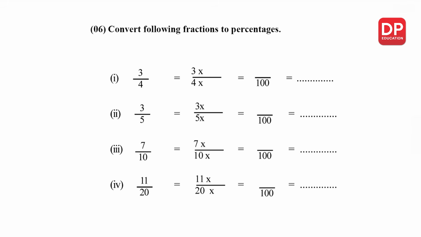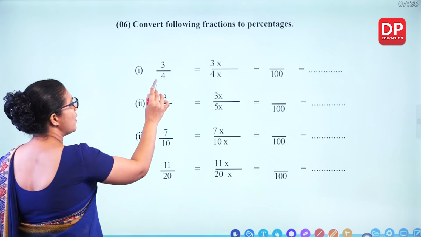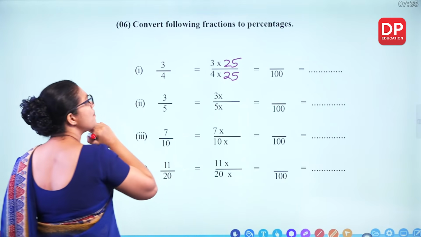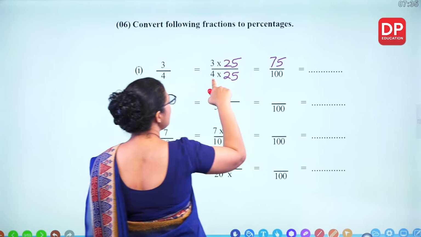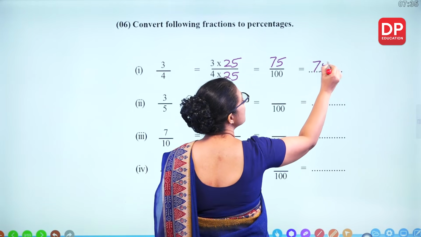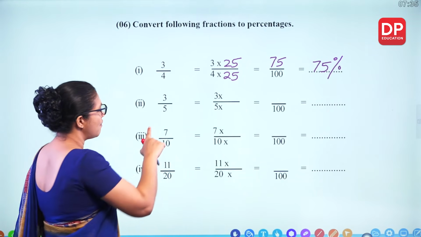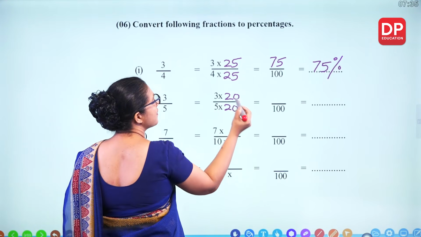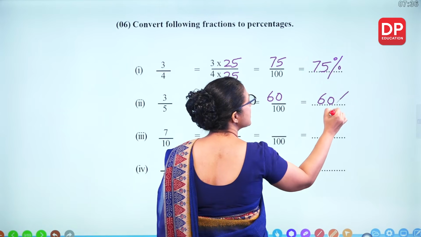Convert the following fractions to percentages. That means you convert the denominator to 100. 4 is there. How do you convert to 100? Multiply by 25. So you do the same thing to the numerator. 3 times 25, 75, and 4 times 25 is 100. So you can write this as 75%. 3 over 5. 5 multiplied by 20 to get 100. Do the same thing. 3 times 20 is 60. 60 over 100 means 60%.